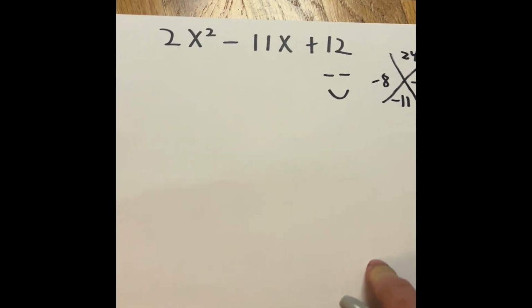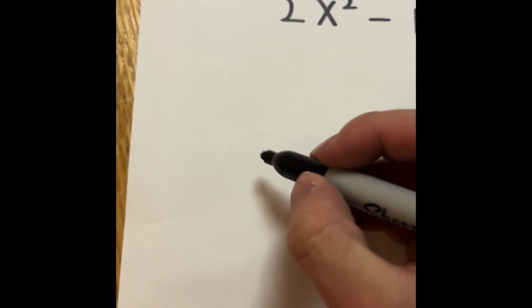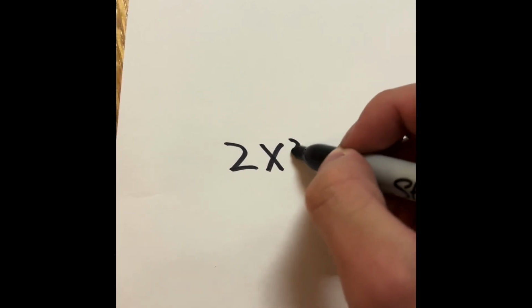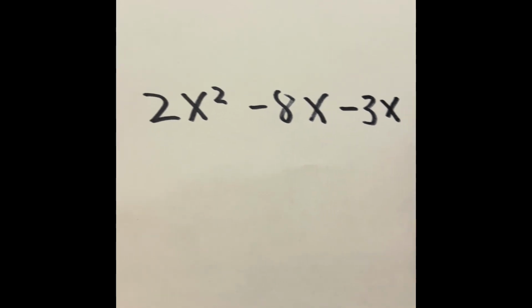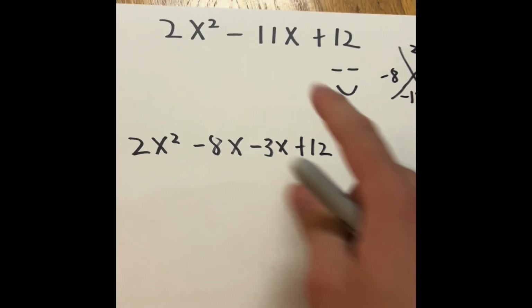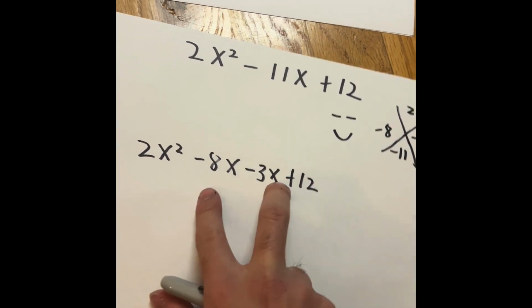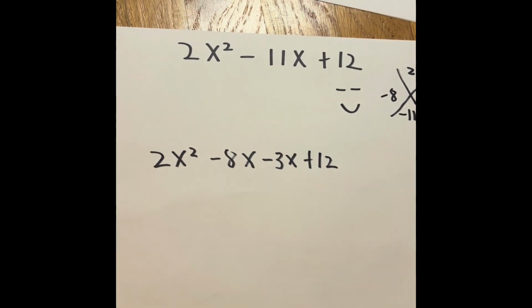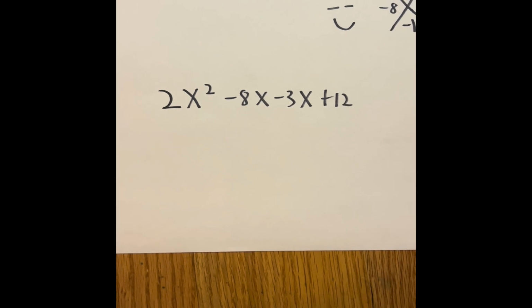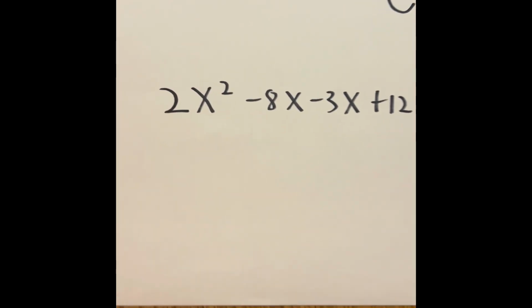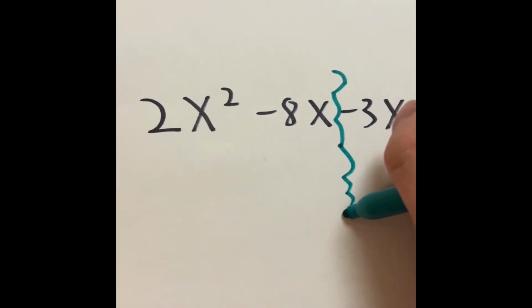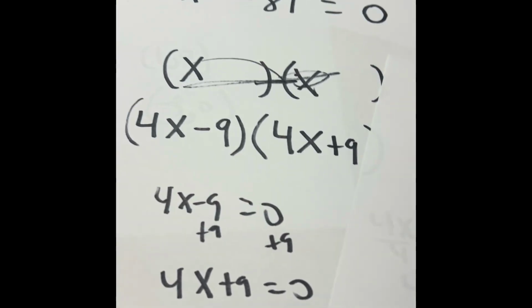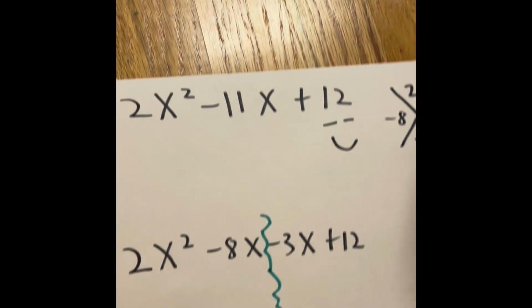So here's how we're going to rewrite the entire equation: 2x squared minus 8x minus 3x plus 12. We just transformed it into two smaller expressions, in a more expanded form. What we're trying to do is find what x is. So we're going to split the entire equation in half. Just like the other problems, we need two parentheses with numbers.